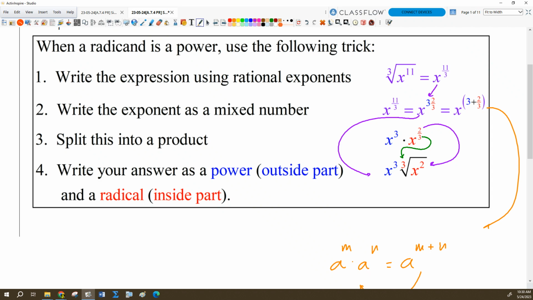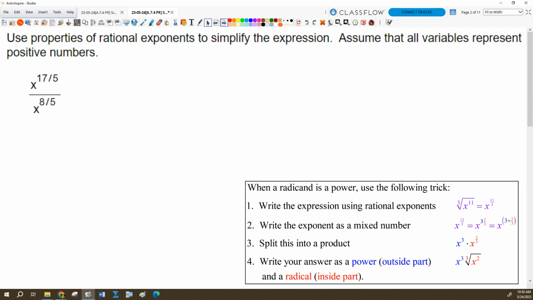Give me 1 to 5. How are we doing? Does that make sense? Okay, we're getting there. We need to practice though. Let's practice one of these. Okay, so how about this guy?